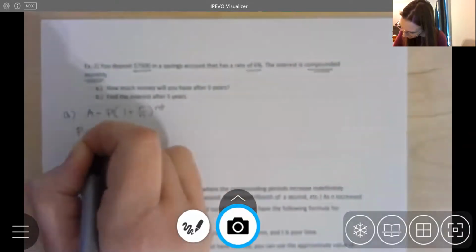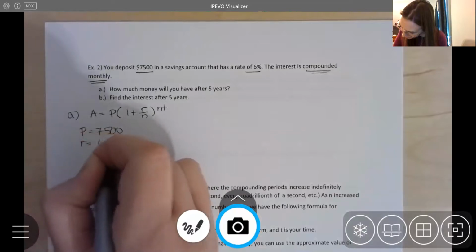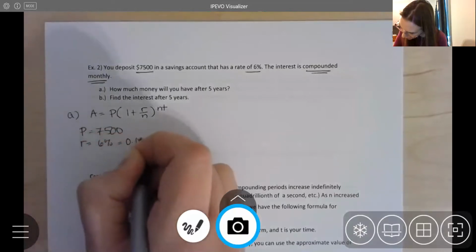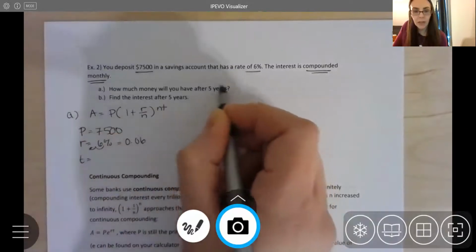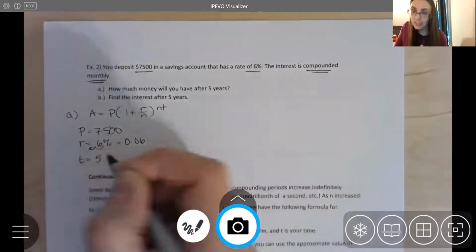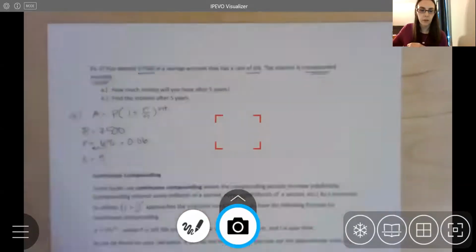So my P here is 7,500. My R is 6%, which is going to be 0.06 once I move my decimal point. My T here is 5 because it's 5 years. Again, T is still in years, so if you have something less than a year, just be careful. You could use a fraction there or a decimal.